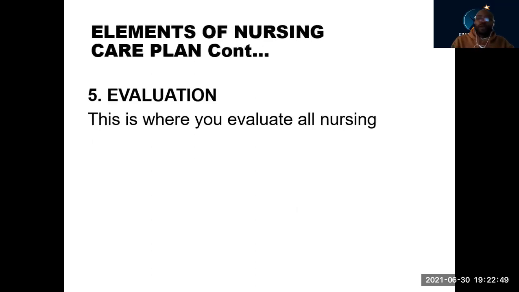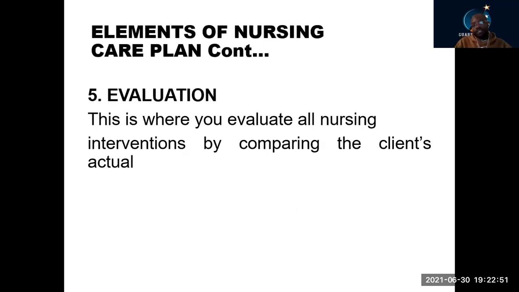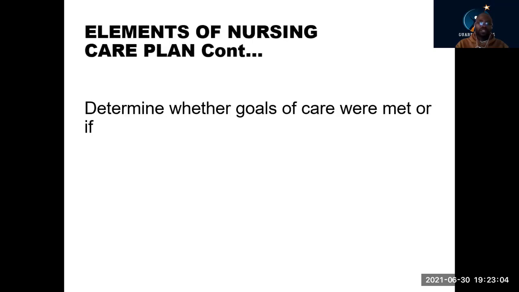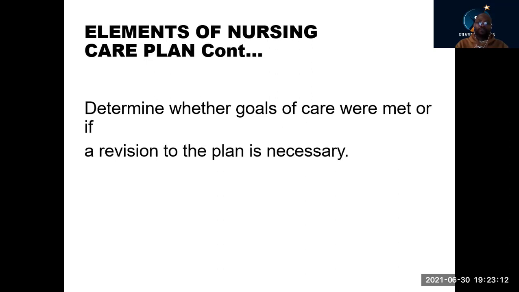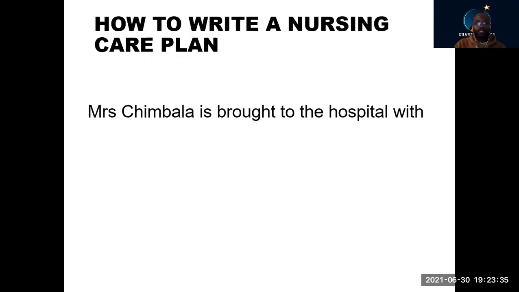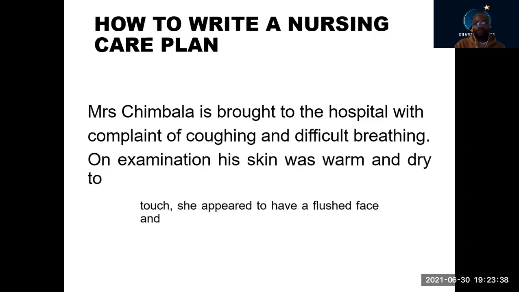Under the evaluation, I think I've already talked about this. This is where you evaluate all nursing interventions by comparing the client's actual response to the expected outcomes of the care plan. So you just want to see whether you've met your goals of care or not. If you've not met your goals of care, you might want to revise your plan. If you've met them, you might want to look for other problems that you have to attend to. So how can you write a nursing care plan?